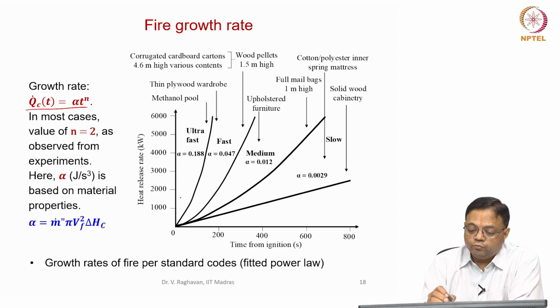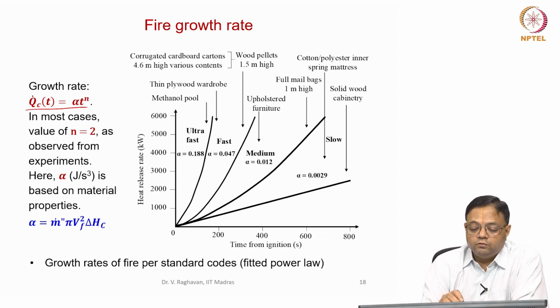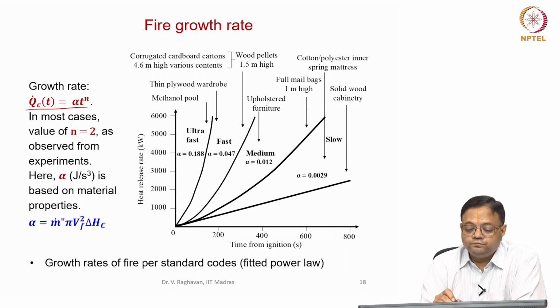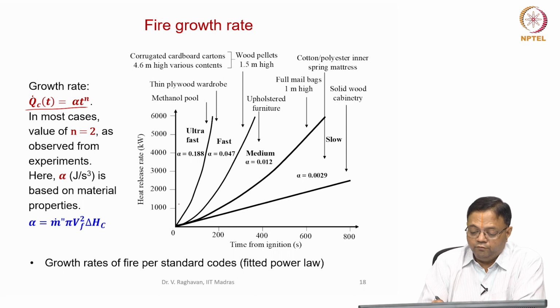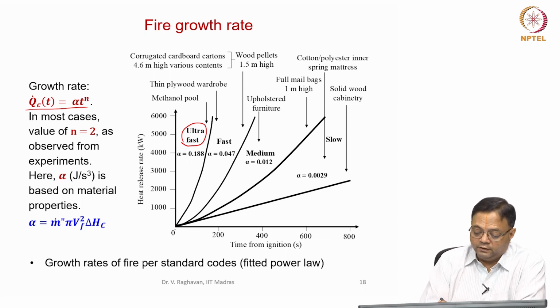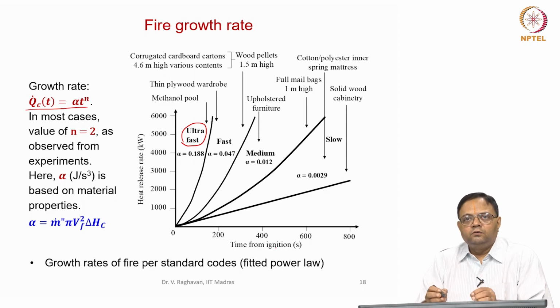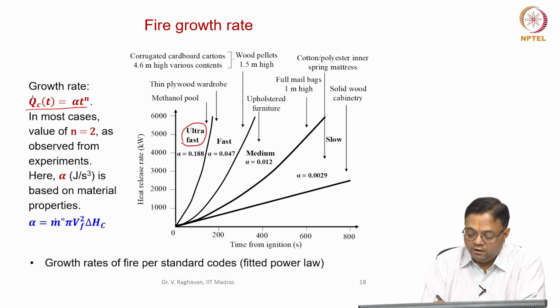Okay, now let us consider different types of fuels. Corrugated cardboard bundles, then thin plywoods, methanol pool, etc. It is categorized as ultra fast. The heat release rate is categorized as ultra fast. That is, the heat release rate versus time from an ignition point where the sustained flame has formed over the material will be like this. So, ultra fast.